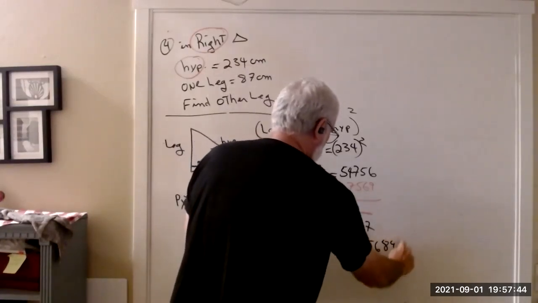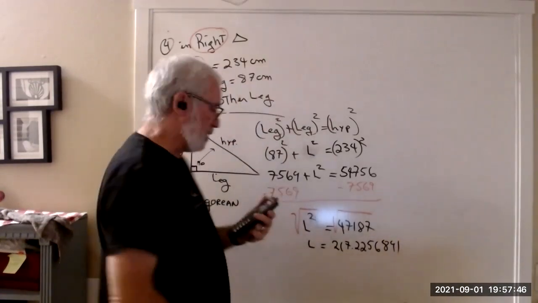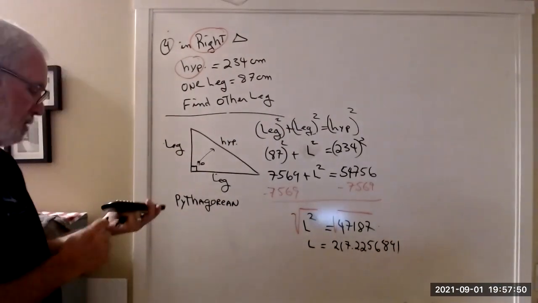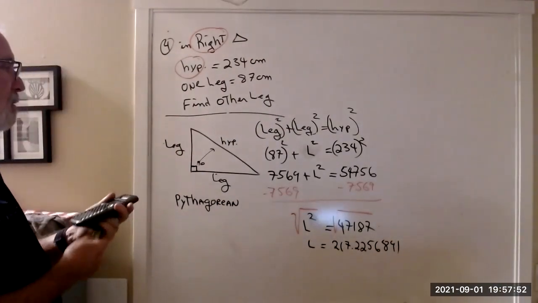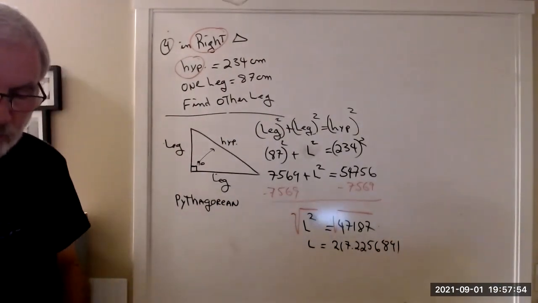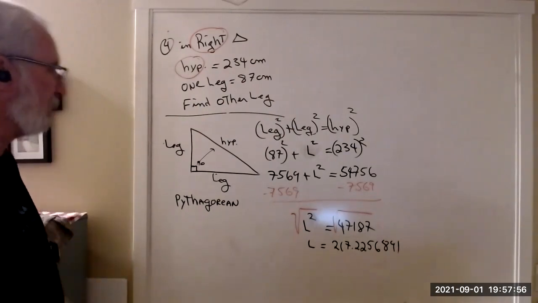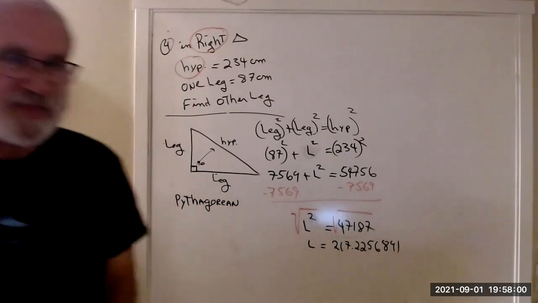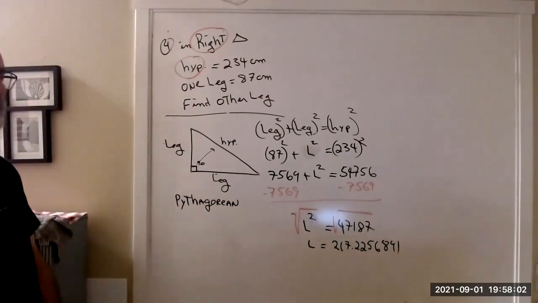217.2256891. Is that showing up on the screen? Yes. Okay. Last thing, and then we'll get some questions and we'll take a break for a few minutes. The problem said round to the thousandth of a centimeter. Oh, crud. Where's the thousandth place?